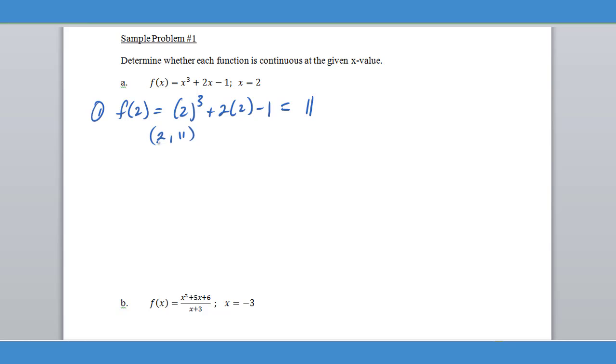Now, the second part of this is to determine if it approaches the same value from both sides. What we need to do is create a couple of tables using values that get closer and closer to x equals 2 and see if it approaches the same number from both sides. This will have a lot of decimals. I already have the tables completely done, so I'm not going to go through the calculations, but I'll fill in the tables, and you can double check your numbers to make sure you have the right information.